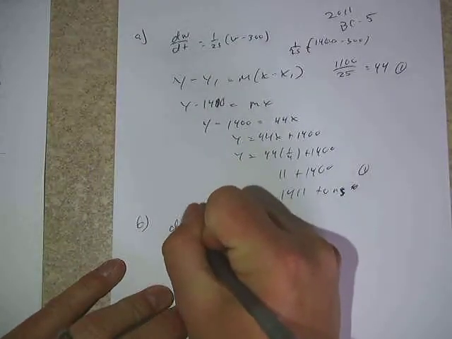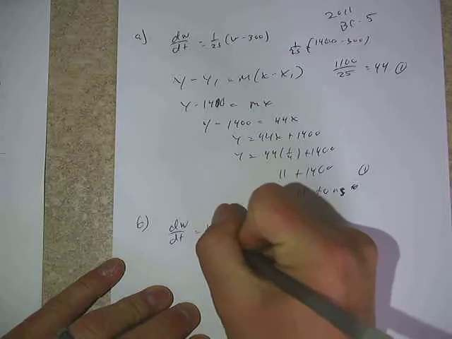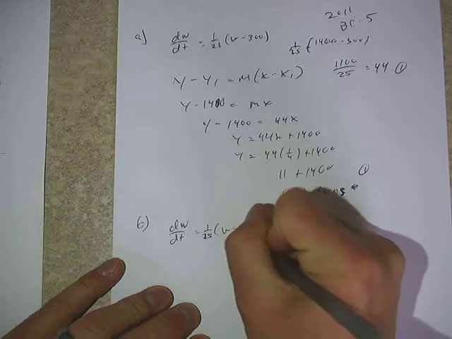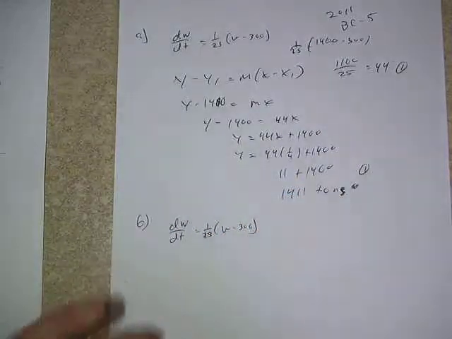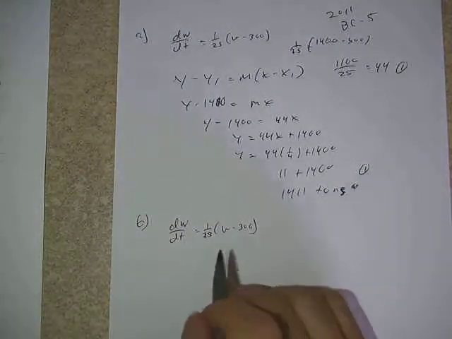It says we want d squared W dt squared in terms of W. So find the derivative of that equation that we were given, the differential equation. We got 1/25th times W minus 300.